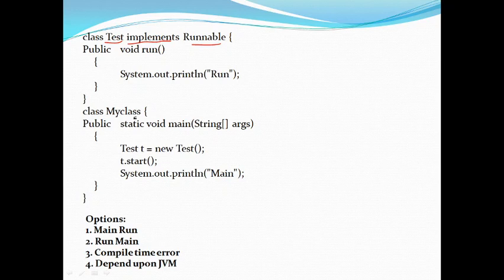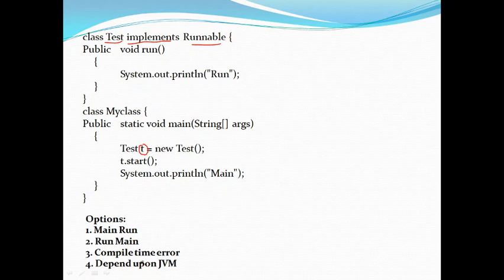Now in my main class, for the test class, I have created one object and I am simply calling t.start, and then I perform System.out.println. What is the output of the program? Can you guess? Is it main run or run main, compile time error, or depends upon JVM?